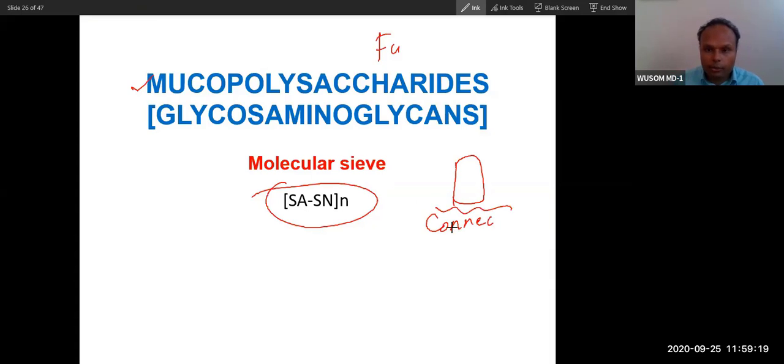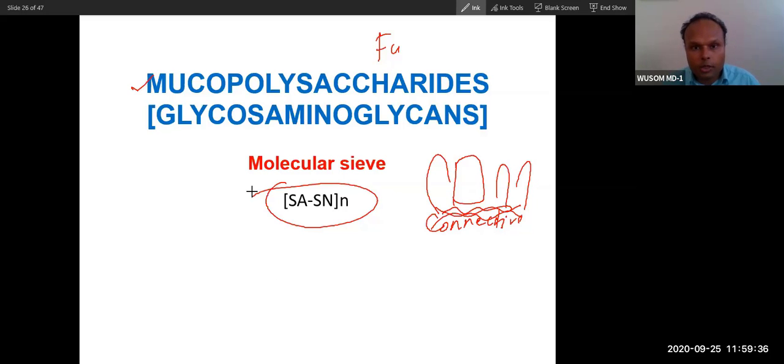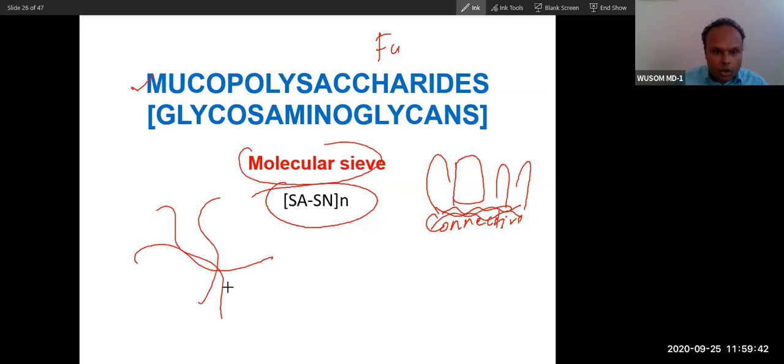You know connective tissue is present below cells, and connective tissue provides attachment, protection and covering of the tissue. Connective tissue has this mucopolysaccharide. What is its function in connective tissue? It acts as a molecular sieve. It will absorb and retain water.